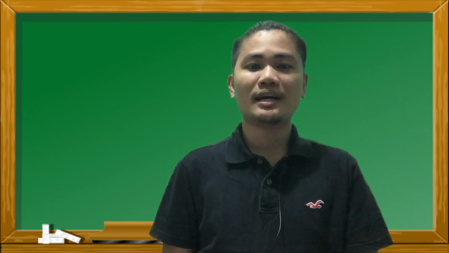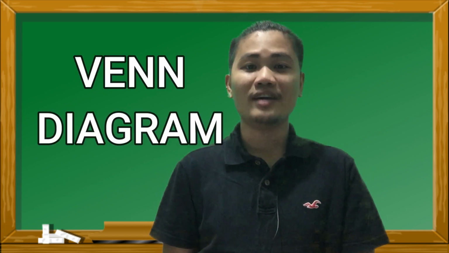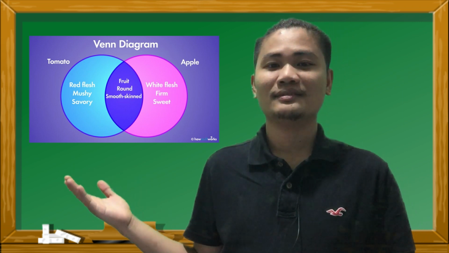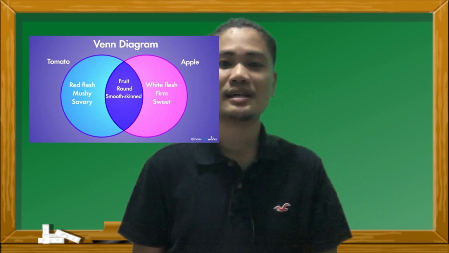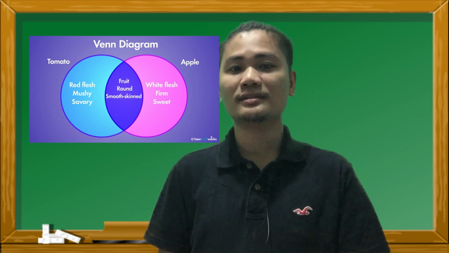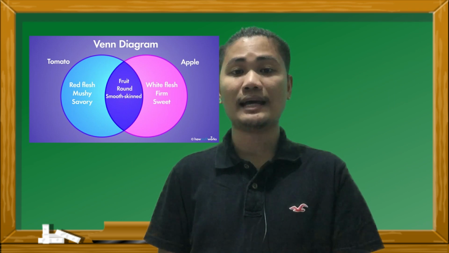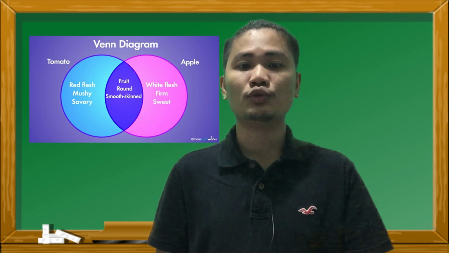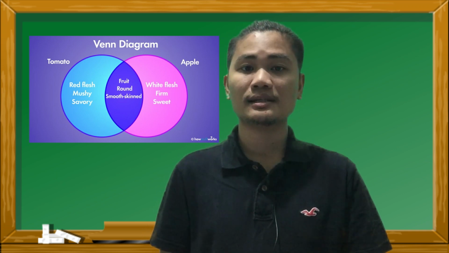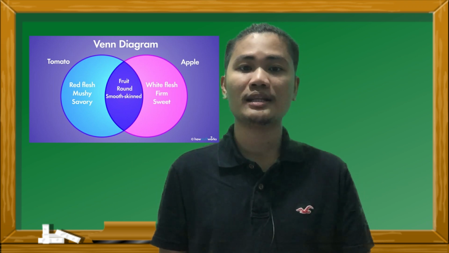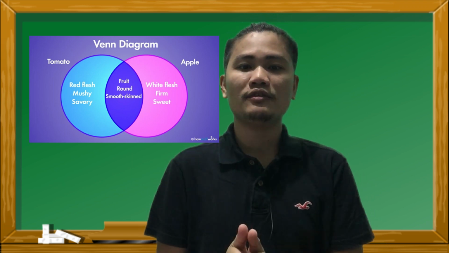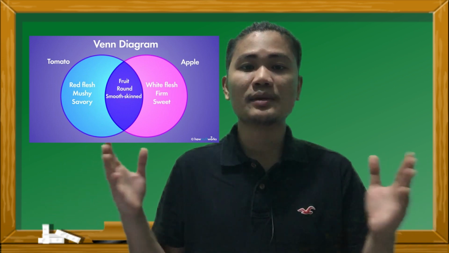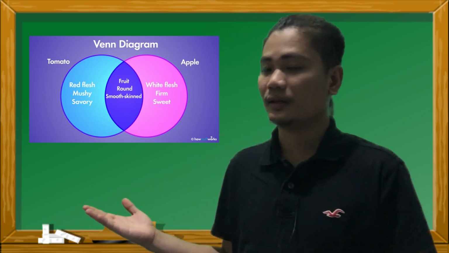The next graphic organizer is very popular, the Venn diagram. This is what the Venn diagram looks like. As you can see, there are two circles that are overlapping with each other. And the purpose of this overlapping is that it organizes the similarities and differences of two events, objects, ideas, or two different subjects. So the individual differences of both subjects can be seen on both sides, while their similarities can be seen at the middle, as you can see here.